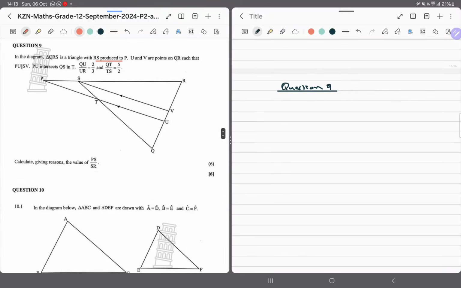Remember, distinctions for grade 12 actually matter. But for university, not that much. But it depends on what you want. Now let's answer this question.